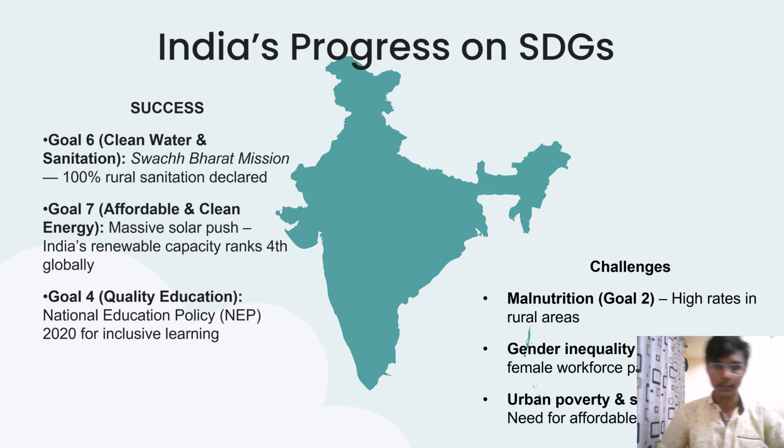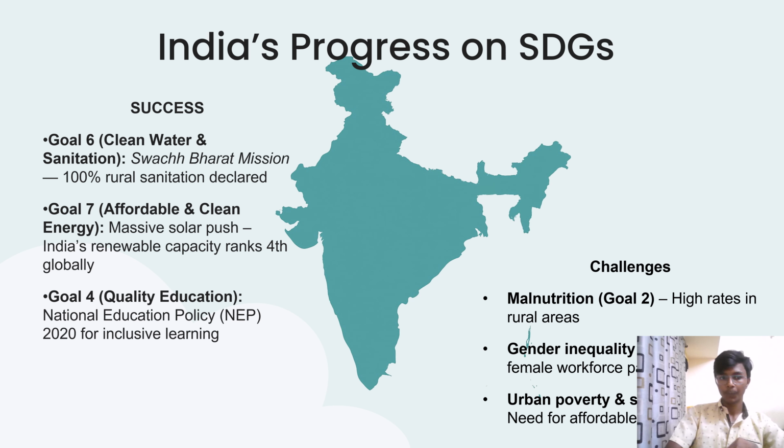India's progress on SDGs. Guys, success was seen in goal 6, clean water and sanitation. After Narendra Modi became the prime minister, it developed. In 2015, the Swachh Bharat Mission made a 100% rural sanitation declaration. And goal 7, affordable and clean energy: a massive solar push. India's renewable capacity ranks fourth globally. And goal 4, quality education: NEP 2020 was developed. If you are a lockdown student, you'll know what NEP 2020 is. It was also developed under Narendra Modi's government.